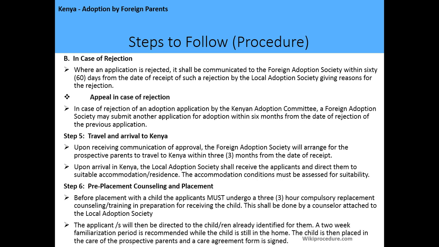So after arrival, the sixth step is pre-placement counseling and placement. Before placement, the child and the applicant must undergo 3-hour compulsory pre-placement counseling and training in preparation for receiving the child, and this shall be done by a counselor attached to the local adoption agency. And the applicants will then be directed to the child already identified for them. A 2-week familiarization period is recommended while the child is still in the home. Then the child is placed in the care of the prospective parents, and a care agreement form is signed.